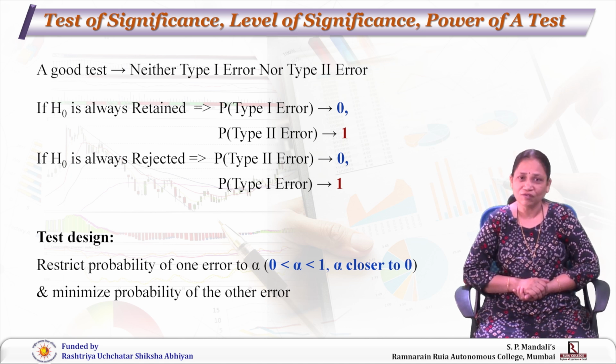In order to avoid the errors, if we always retain H0, we will avoid the probability of type 1 error, but the probability of type 2 error will increase. And in order to avoid type 2 error, if we always reject H0, type 1 error may occur. It is not possible to avoid both the errors simultaneously. In order to attain a balance between the two, probability of type 1 error has an upper bound put on it, and simultaneously probability of type 2 error is to be minimized in order to obtain a good test.